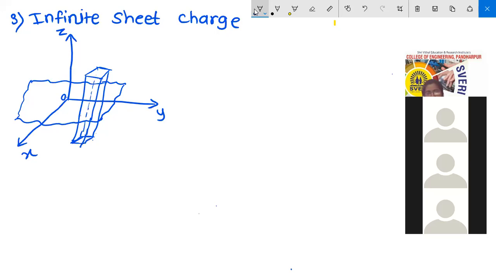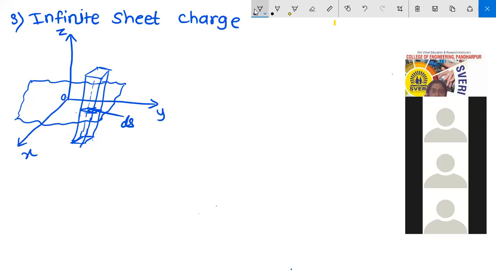So in this way, one rectangle is there. On that surface only, you can consider a small section of that surface that is denoted by ds.